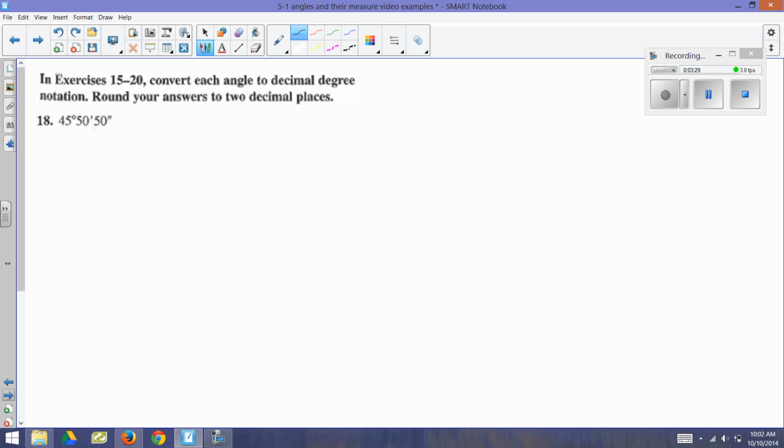Convert each angle to decimal degree notation. Round your answers to 2 decimal places. Again, I start with 45 degrees. I have 50 minutes, which I'm going to want to convert. I have 50 seconds that I want to convert. Hash marks. So minutes, convert. Minutes, degrees. I know 1 degree is 60 minutes.